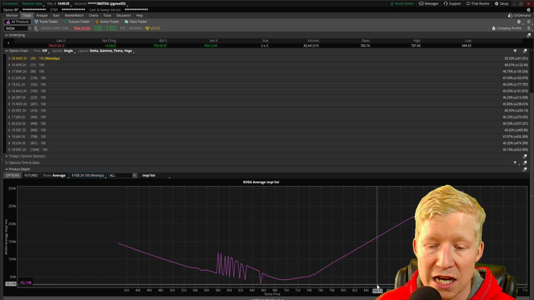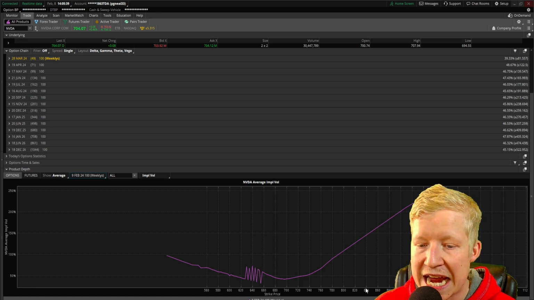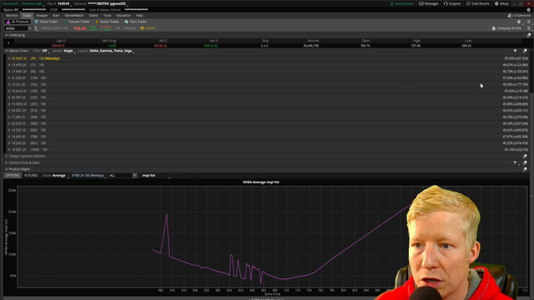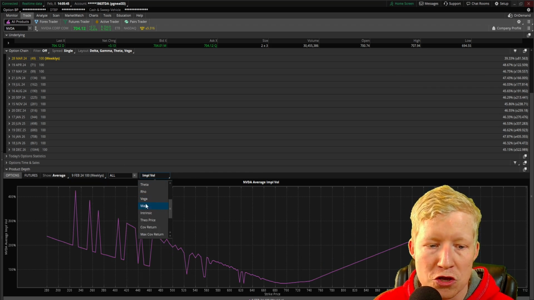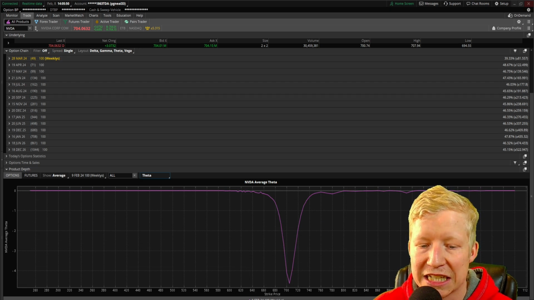If the price of NVIDIA, and it's freaking out, it's loading in, but if the price of NVIDIA went to 840, the implied volatility would be at like 200%. And of course it would, because that would be crazy. Let me show you another. It's still loading in. Sorry, it doesn't normally freak out like that. It's not going to give it time to load.